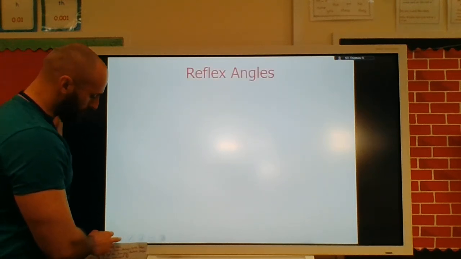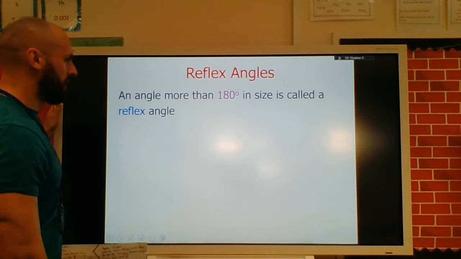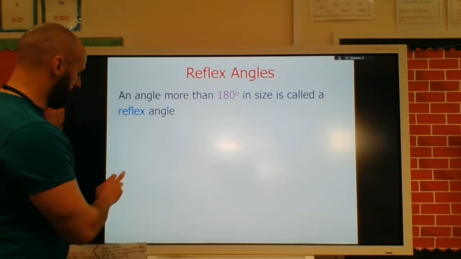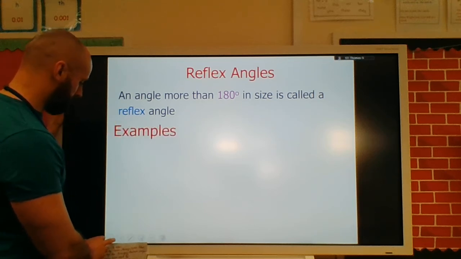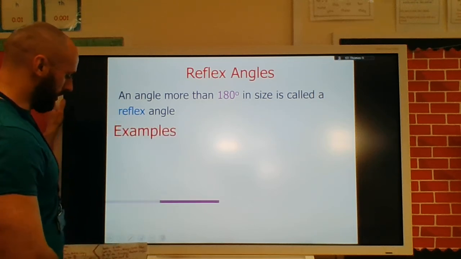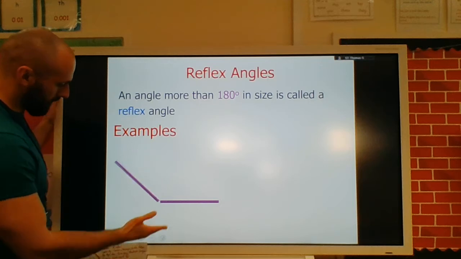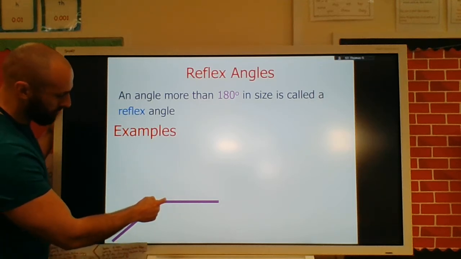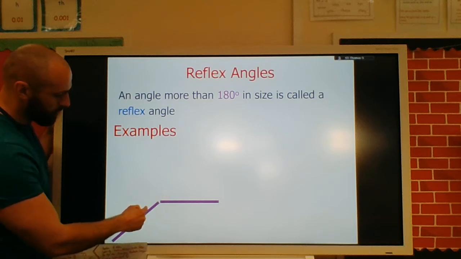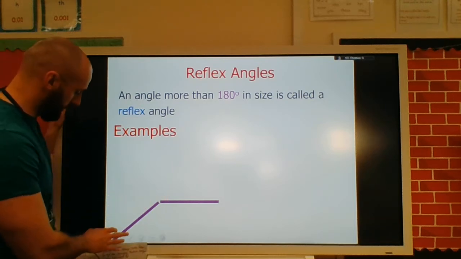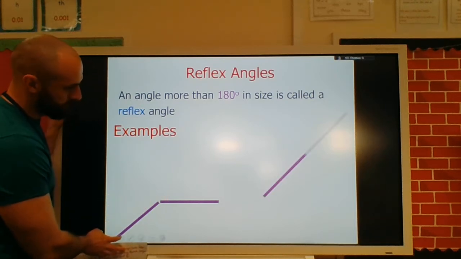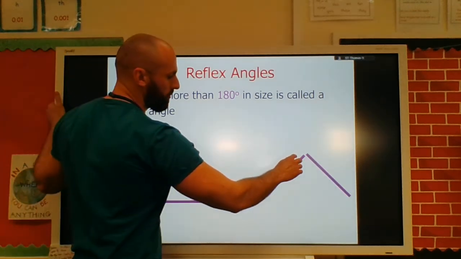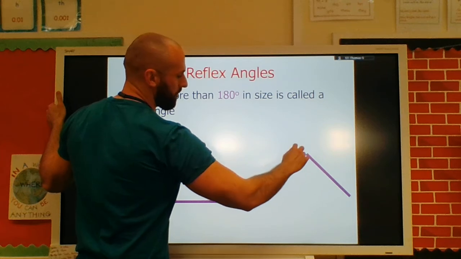And then we've got reflex angles. That's an angle that is more than 180 degrees in size. So, look, it goes beyond the 180. Okay? So if we're to measure from there to there, it's greater than 180. And the same with that. We're measuring from here to that part there.